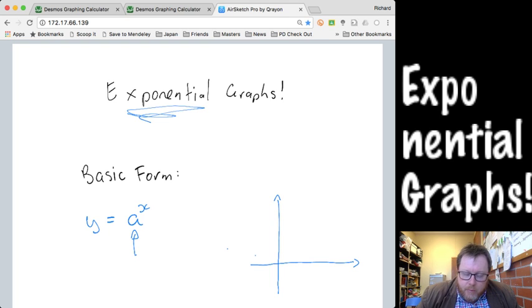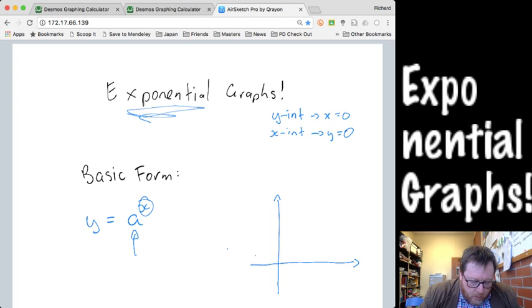Remember that when we're graphing things, the y-intercept is when x equals 0, and the x-intercept is when y equals 0. We've done that with so many functions. That still continues. Well, what happens when x is equal to 0 here? We would have y equal to a to the power of 0, which is equal to 1. So in an exponential graph, in your basic form at least, when x equals 0, y equals 1, which is that point there on the graph.